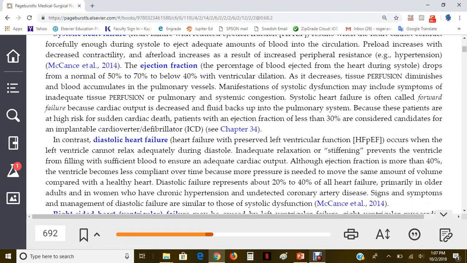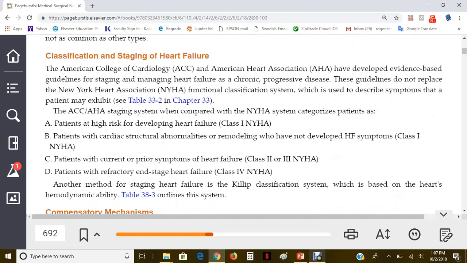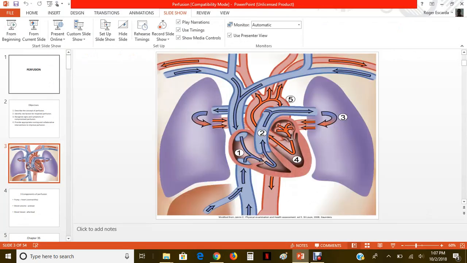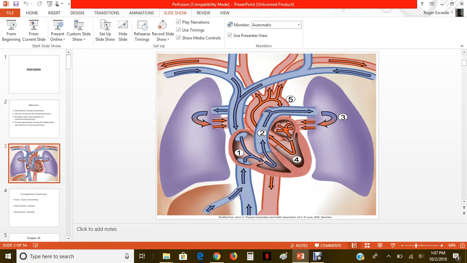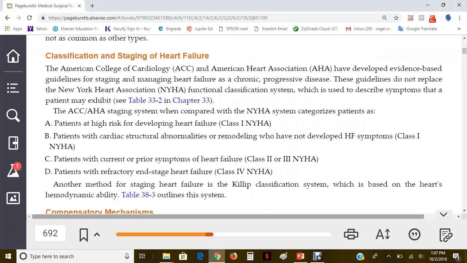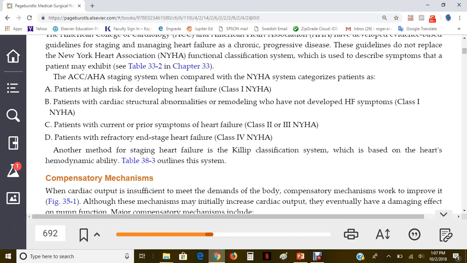To explain left side and right side heart failure, let us do so using this diagram again here. We will explain how the symptoms occur based on the natural physiology of the blood flow of the heart. Blood flow through the heart. Before we proceed with that, let us look at heart failure classification according to the American Heart Association.